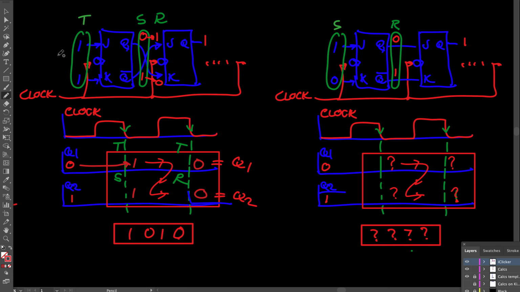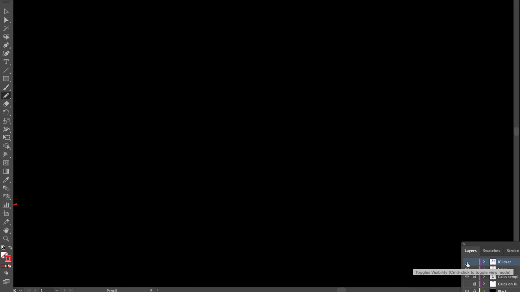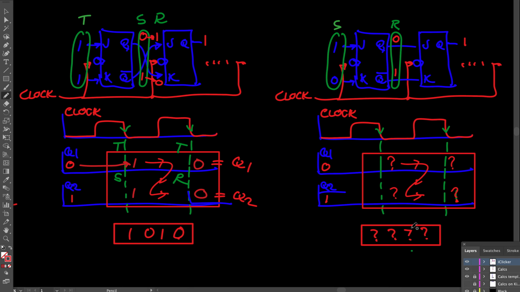The data is now being manipulated such that it moves from the left to the right. And we set them up a little bit differently. In this particular case, we crisscrossed the output to the K, and then the not Q went to the J. What we did here is we looked at, let me turn off the iClicker exercise here just temporarily. That'll be fine, I guess.